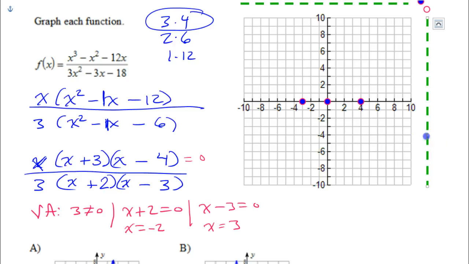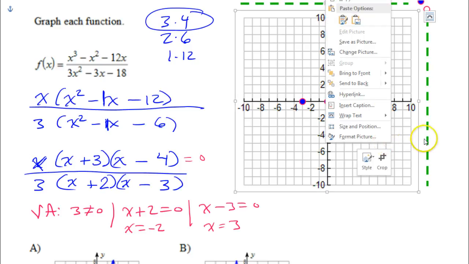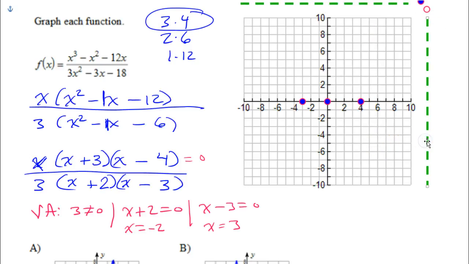Okay, vertical asymptote. Is this still grouped? Alright, so I'm going to have a vertical asymptote at negative 2.